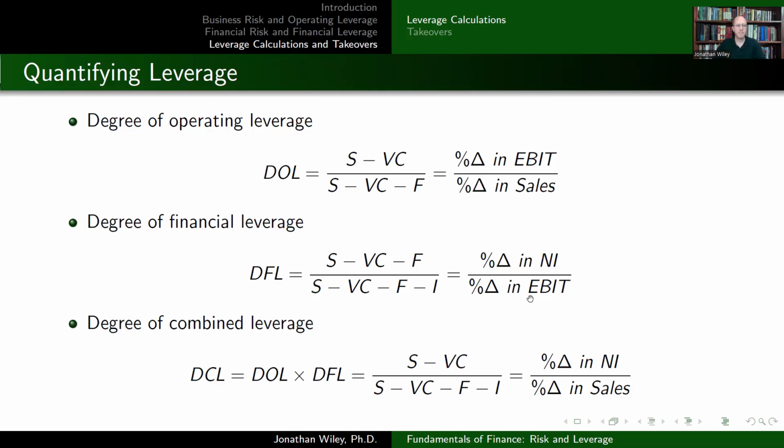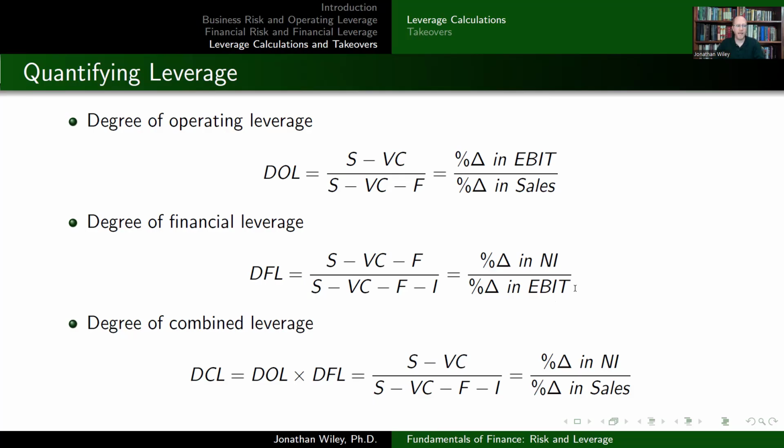I can compare the percentage change in net income over the percentage change in EBIT. Continuing with my example, let's say I had a 1.5% change in EBIT, but a 3% change in net income. So I would have a 3% change in net income over a 1.5% change in EBIT, which is 3 over 1.5, or 2. That means I would have a degree of financial leverage of 2. For every 1% increase in EBIT, I would expect a 2% increase in net income. So my net income is going up twice as fast as my EBIT.